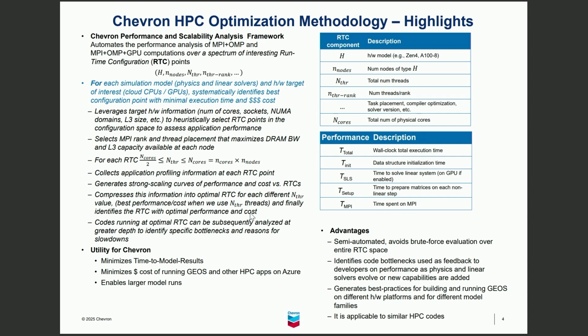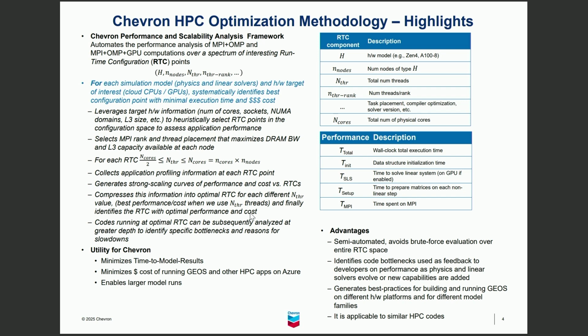While I run the code, I will profile it, and I will collect this kind of information at a minimum: wall clock time, some initialization time, the time to solve the linear system, and this is if it executes exclusively on the GPU. Setup time is the time to prepare the matrices before each nonlinear step, and this can sometimes take a lot of time, so we have to pay attention there. And also total time spent on MPI. So the configuration points will become the x-axis on the graphs I'll show you, and these metrics will be on the y-axis. Now, you can say, but these are so many evaluation points, I cannot evaluate all of them.